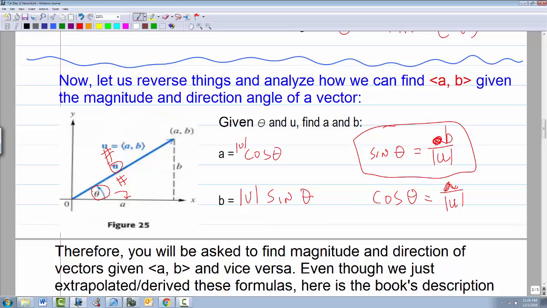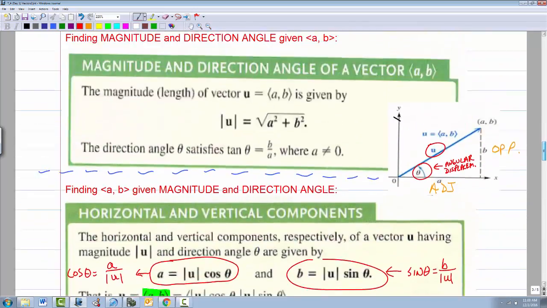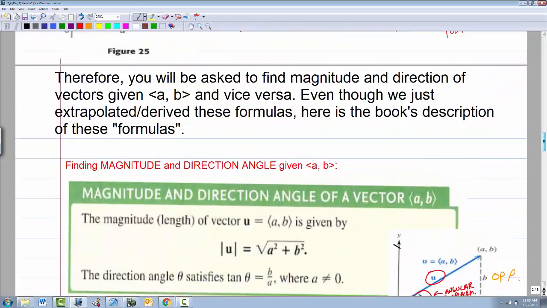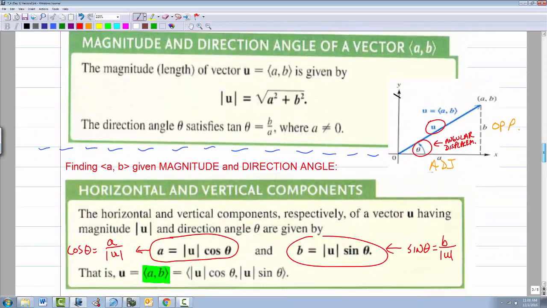So these present themselves as formulas, but they're not. They're based off of basic trigonometry. So therefore this says you'll be asked to do back and forth. So don't write any of this. If you were absent and you knew this book was great, you'd read the book and it would present these formulas as if they're formulas, but they're not. You already wrote them down. Okay, got it?